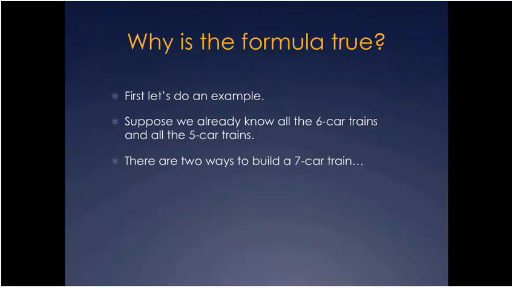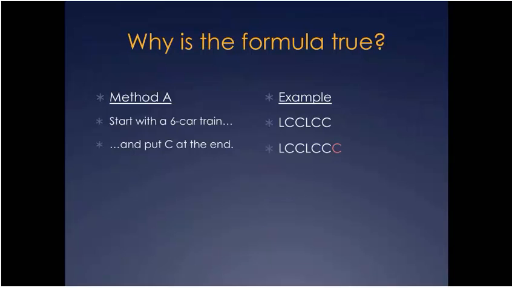Now, when you begin to think about it that way, you'll realize that there's sort of a systematic way to do that. What you can do is you can start with a 6-car train and then put an extra car at the end. I'm showing you this as an example. If you have LCC, LCC, you can throw another C on the end, right? And that's a legal train, since all we've done is to stick this C on the end, and we're always allowed to do that. So anytime you have a 6-car train, you can make a 7-car train out of it just by sticking on this extra coal tender.